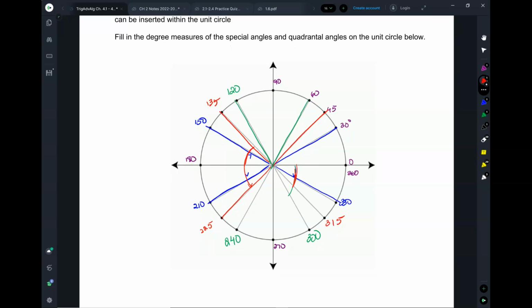Now let's talk about radians. Do you want us to draw out what we did, or do we just need the numbers? You just need the numbers. You should just know what goes where. You know what I mean?